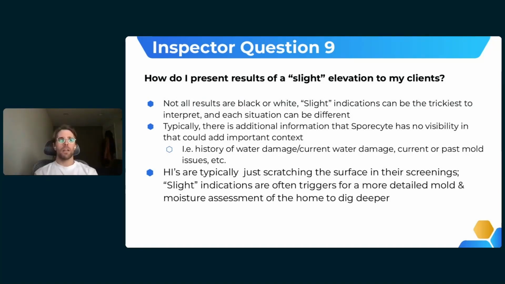There is a possibility that just natural changes and effects made a slight elevation where when someone came out a couple days later and did a more detailed check, they ruled it out as a potential. So slight is very hard. It's a gray area. And most often, this would be a time where you would refer your clients to have an environmental professional, someone whose core business and core expertise is doing very detailed assessments, if there's a concern there.